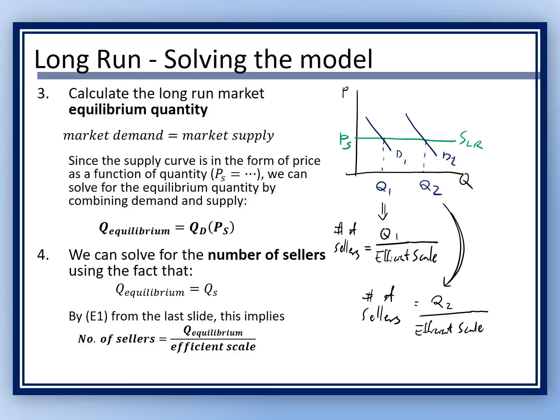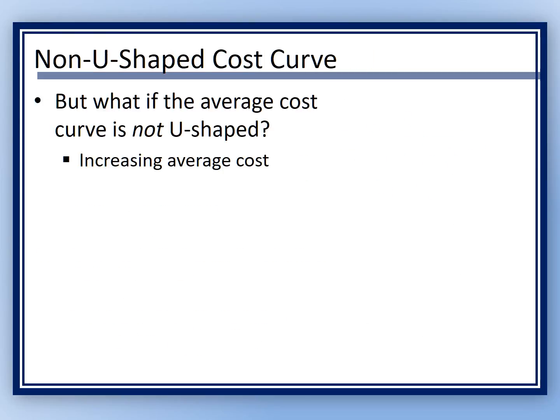What happens when your curve is not U-shaped? Well, as I said, you won't encounter this in this course. If the curve is not U-shaped, there are basically two possibilities. One, there's increasing average cost. So the more you produce, the more expensive it gets. What would happen in this market? You can actually apply the same logic.